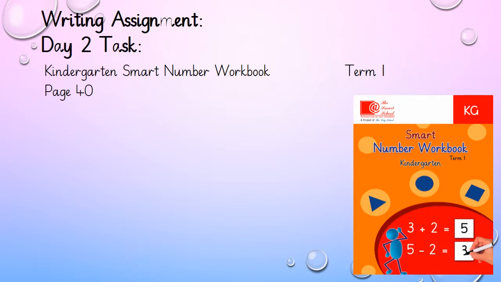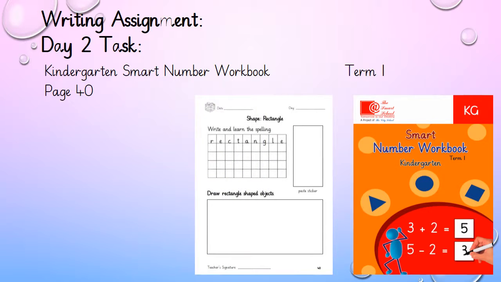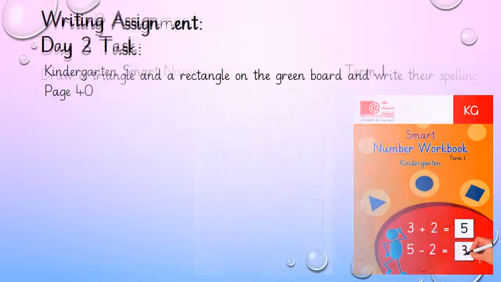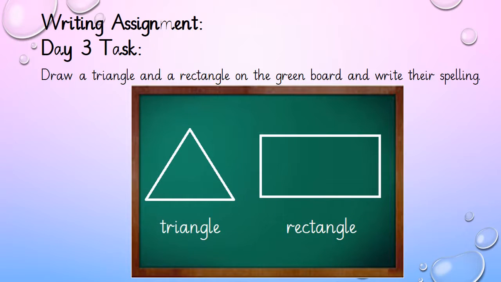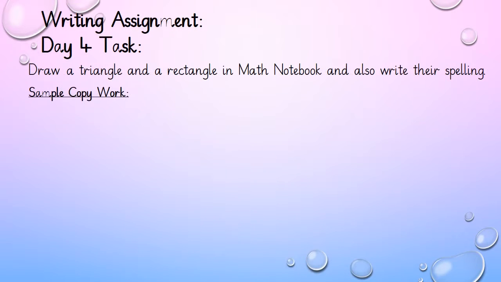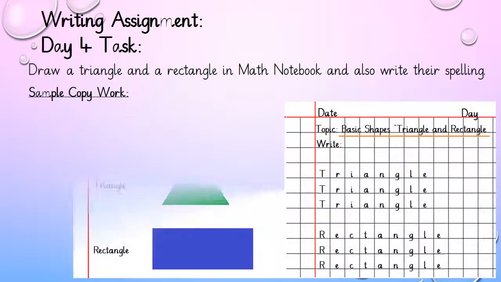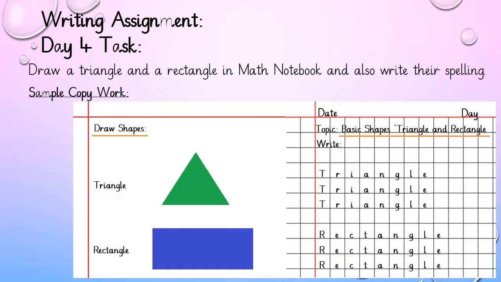It's time to do some writing assignment. Take out your smart number workbook, open page number 40, write and learn the spelling of rectangle, paste the sticker of rectangle, and draw rectangle shaped objects. Your day 3 task is to draw a triangle and a rectangle on your green board and write their spelling. Your writing assignment task for day 4 is to draw a triangle and a rectangle in your math notebook, color them, and also write their spelling.